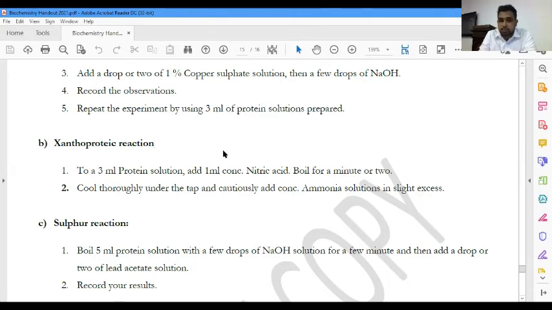Is that clear? Yes. The Biuret test gives positive results, then name peptide bonds take CO2 plus water coordination complex.